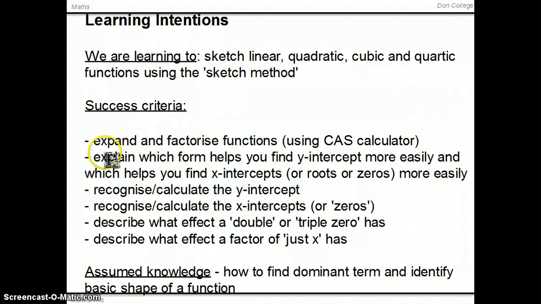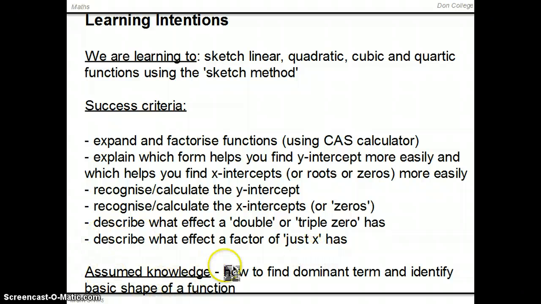Now, after this video you should be able to expand and factorize functions using your CAS calculator, explain which form helps you find the y-intercept more easily and which one helps you find the x-intercepts, or roots or zeros. Recognise and calculate the y-intercept, recognise and calculate the x-intercepts or zeros, and also describe what effect a double or triple zero has, and describe what effect a factor of just x has. So you'll see what I mean by this in a couple of minutes.